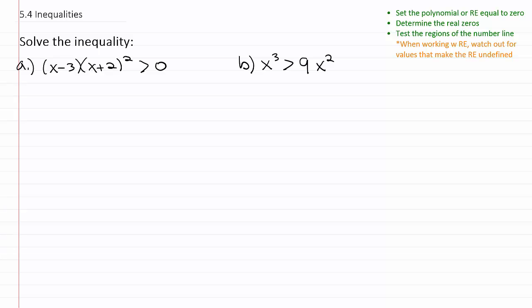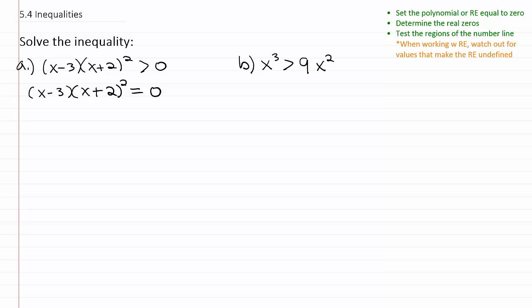Solve the inequality. All right, so let's look at example A. We have x minus 3 times x plus 2 squared is greater than 0. First thing we want to do normally is to set the polynomial equal to 0, which is basically going to be, in this case, simply replacing the inequality temporarily with an equal sign, right? Other times we might have to bring things over across the symbol to set it equal to 0. In this case, everything's already on the left, so we're good to go with that.